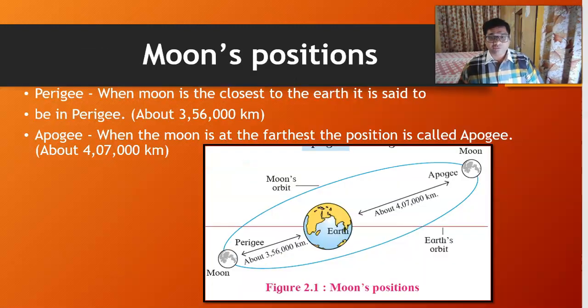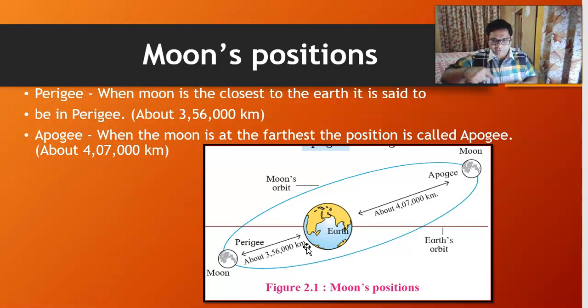Now we will learn about moon positions. There are two main positions of the moon. The moon keeps on going around the earth. It revolves around the earth. When it comes to this position, when it is closest to the earth, it's called Perigee. It's about 3,56,000 kilometers. It is the shortest distance from the earth.